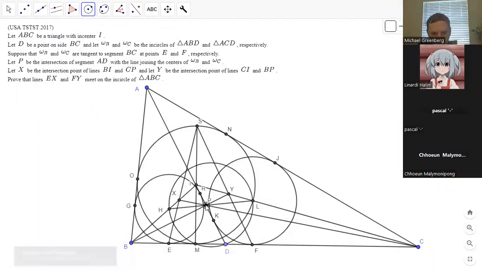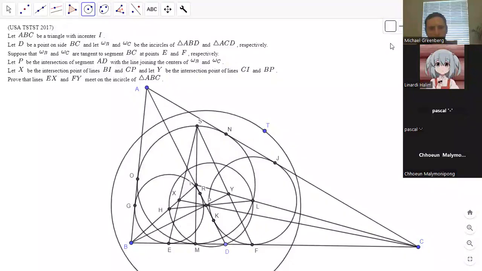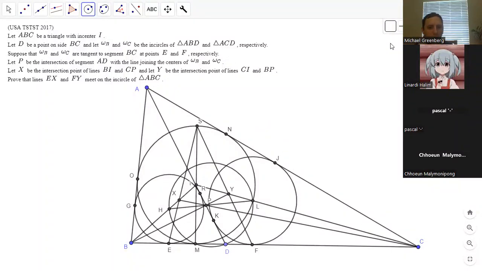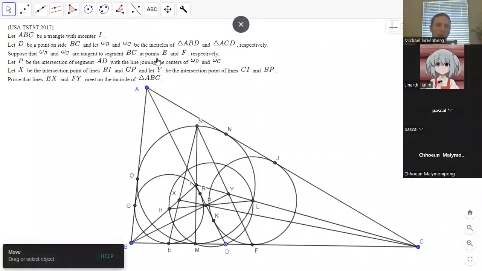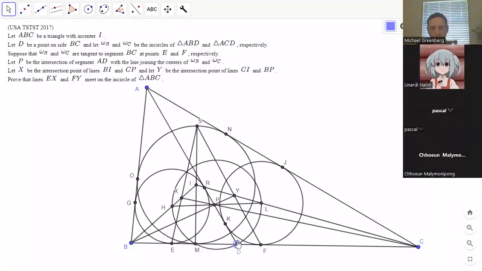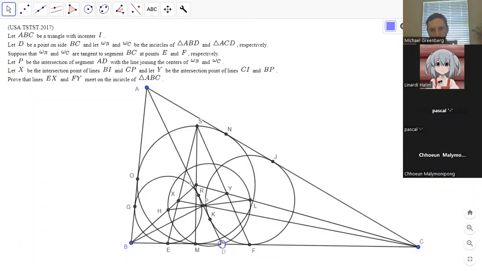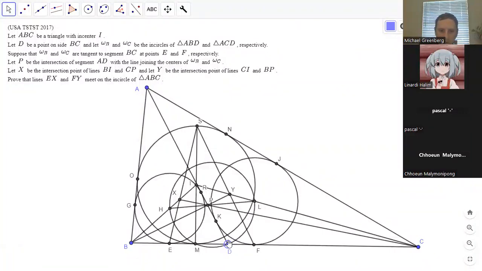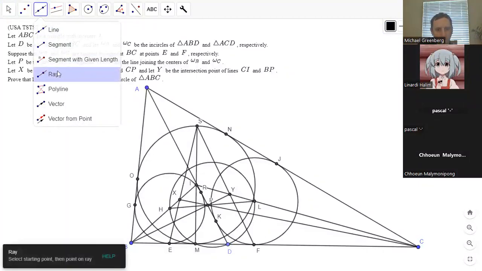Let's see. So is P... P is not really the midpoint. Yeah, that's the hard part, is point P. I don't really know a great way to use how point P is defined. But basically, we want to show HL is a diameter. And I wonder if we draw the ray MP.